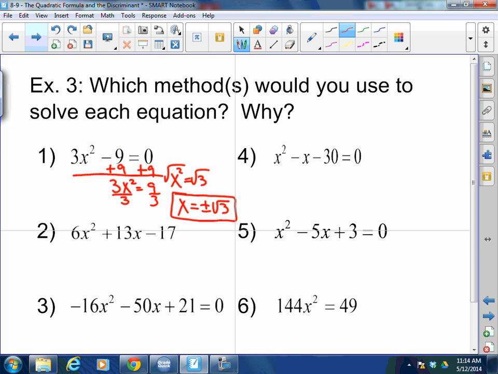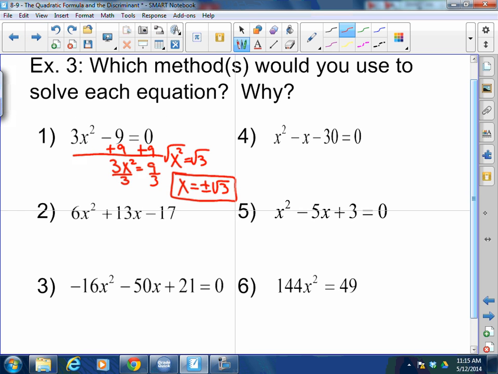Okay. For number 2, what do you think, guys? I'm going to go quadratic formula. Absolutely. Why? It's ugly. It's got large numbers. I don't know if that's factorable or not, and it's going to take me a long time to find out. So why are we going to fight? Let's just go ahead and fix the problem.